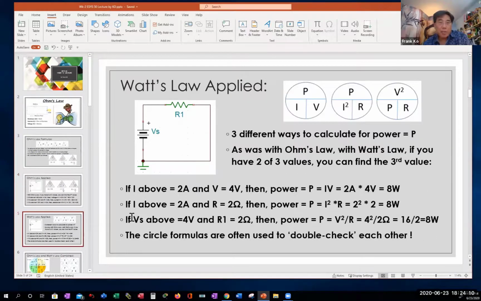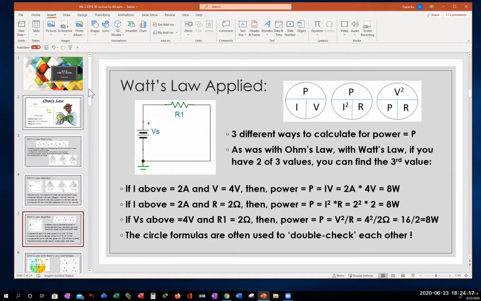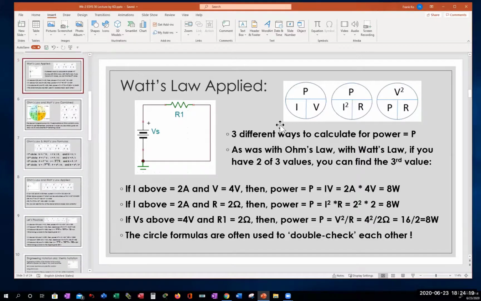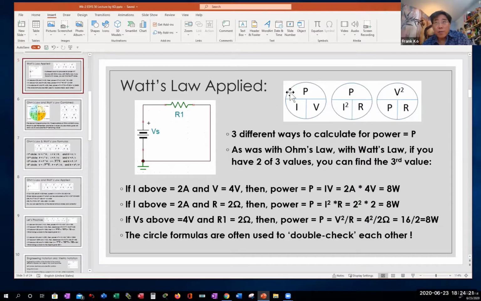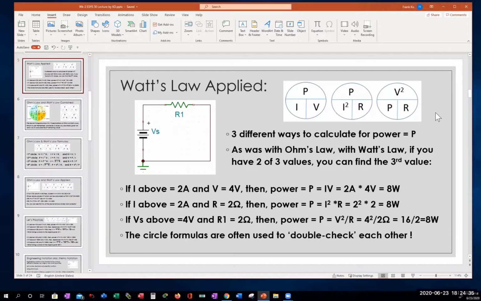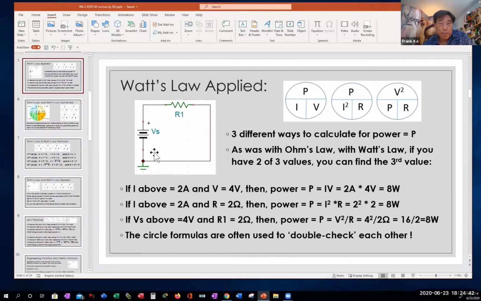Next one, Watt's law. Watt, James Watt, a British physicist, had a contribution of these 3 circle formulas to give to us 3 different ways of calculating power. Don't let that throw you. We're really only going to use the first circle for most everything we're going to do for the next week or so. But they all will apply and they all will calculate the same amount of power as long as the parameters of the circuit are the same.